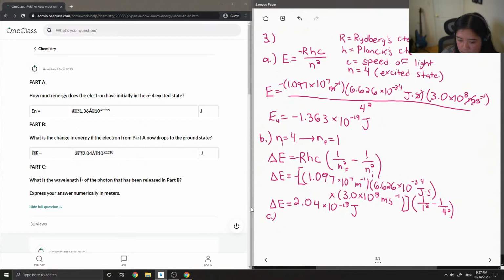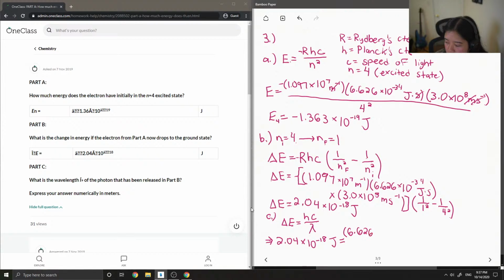Okay, so now we're on to C. What is the wavelength of the photon that has been released in part B? This is actually fairly easy as well. You have delta E is equal to hc over lambda. And then we just plug in everything that we know. So delta E is what we calculated above, 2.04 times 10 to the negative 18 joules, is equal to Planck's constant, which is 6.626 times 10 to the negative 34 times seconds, speed of light, 3 times 10 to the 8 meters per second, all of that over lambda, which is what we're trying to solve for.